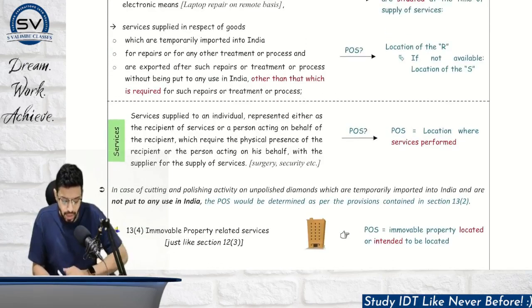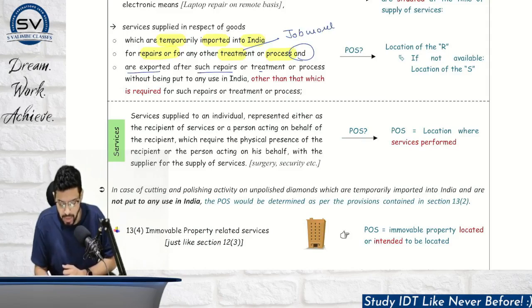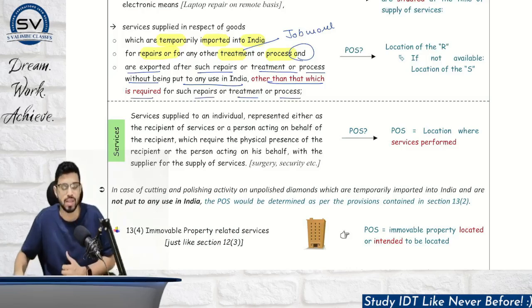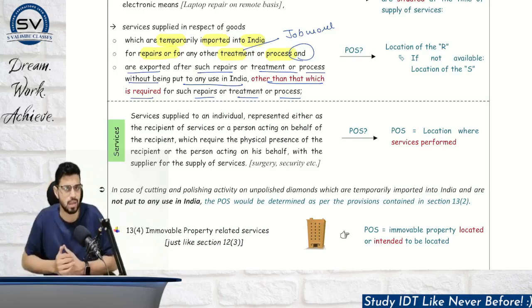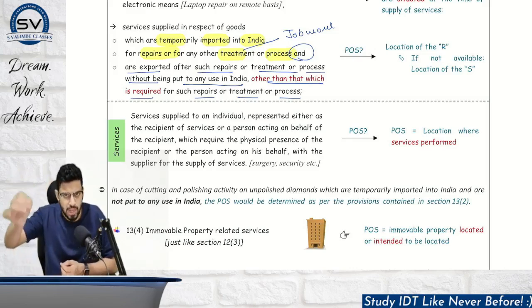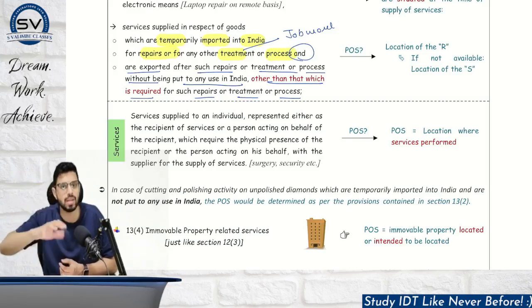Next, if there are certain services supplied in respect of goods which are temporarily imported into India for some repair, treatment or process. Treatment means, let's say, some kind of job work or whatever it is, and they are exported after such repairs or treatment or process without being put to use in India other than that which is required for repair, treatment or process. Basically what is happening, I am providing some kind of repair service. I am an expert repair person for some kind of device. A US person is getting this service from me.